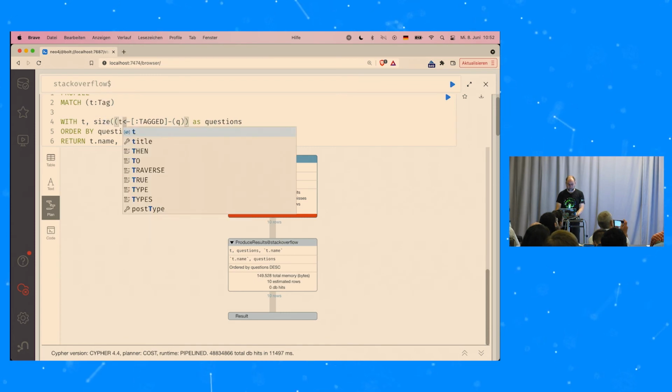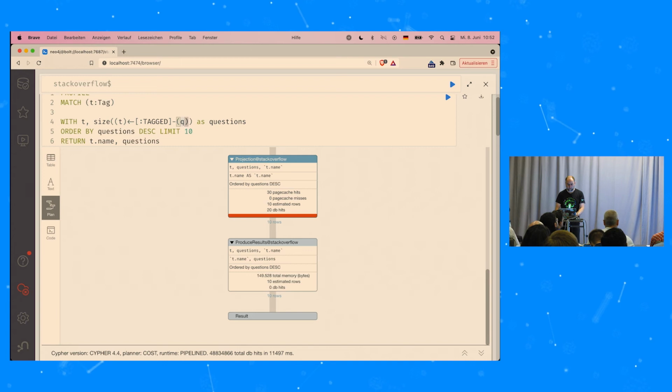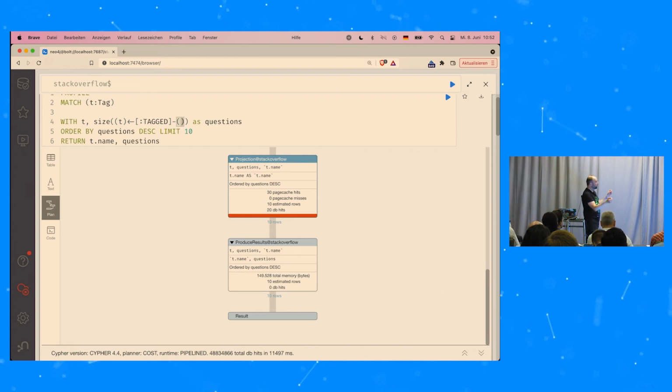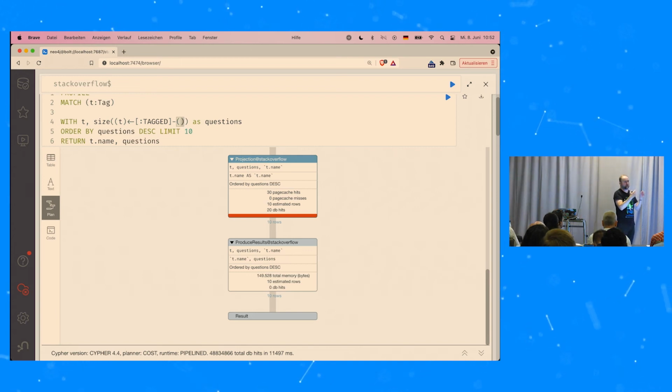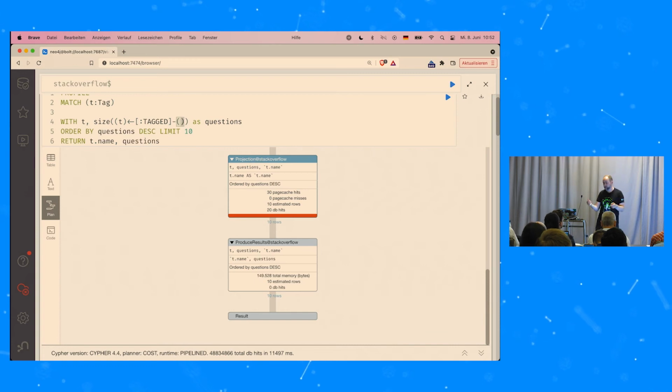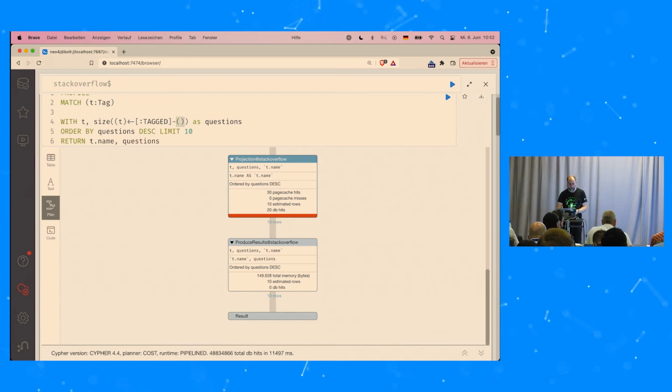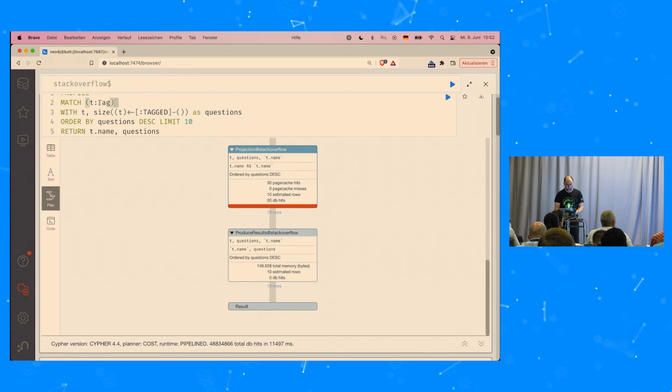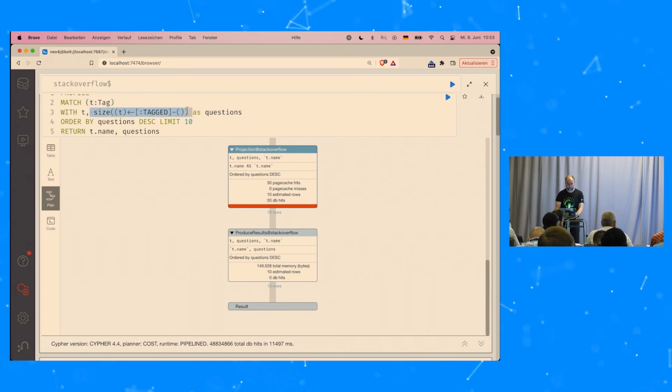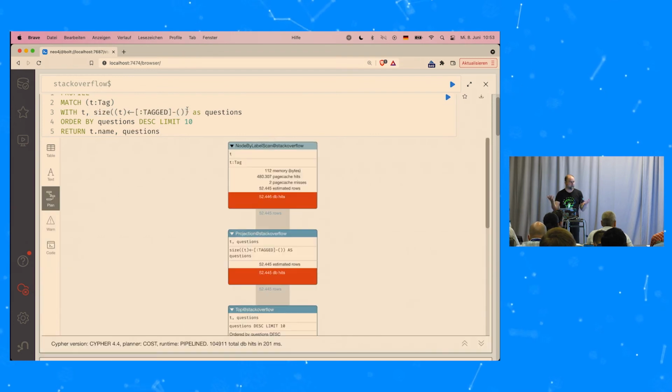And we don't need question actually anymore. We just need this expression. So what are the incoming relationships to a tag node, right? So that's the pattern that I'm interested in. And this is actually turned into a single value read on the node, right? And if I run this, you saw that it was also much faster than expected, right?